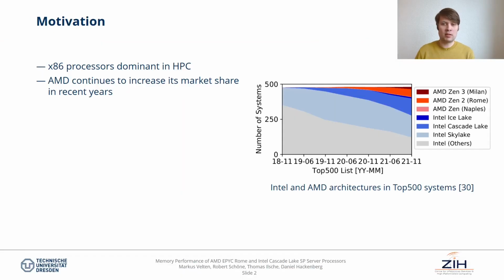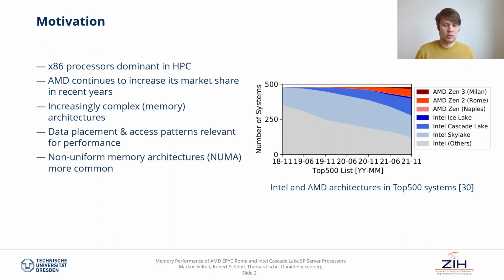We came at this subject from an HPC standpoint, and in HPC, x86 is still the dominant architecture. In recent years, the market share of AMD started to increase, especially thanks to the AMD Zen 2 and Zen 3 architectures, as you can see on the right-hand picture, the red-colored surfaces.